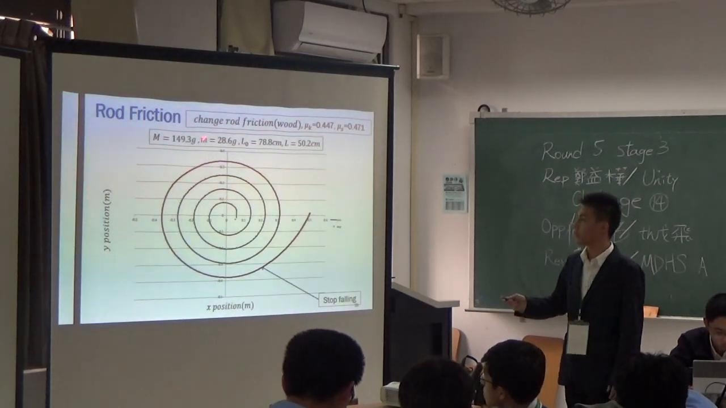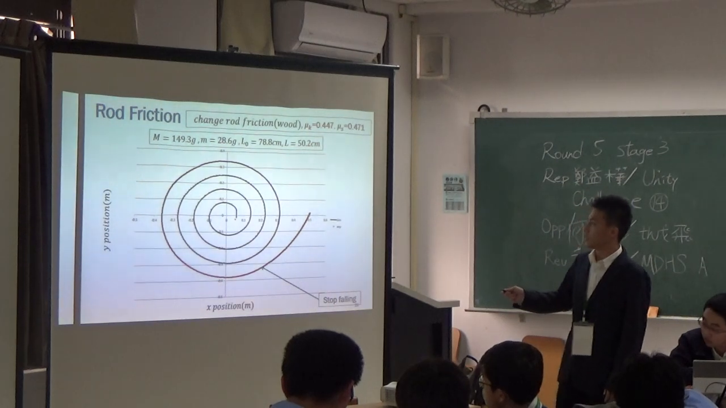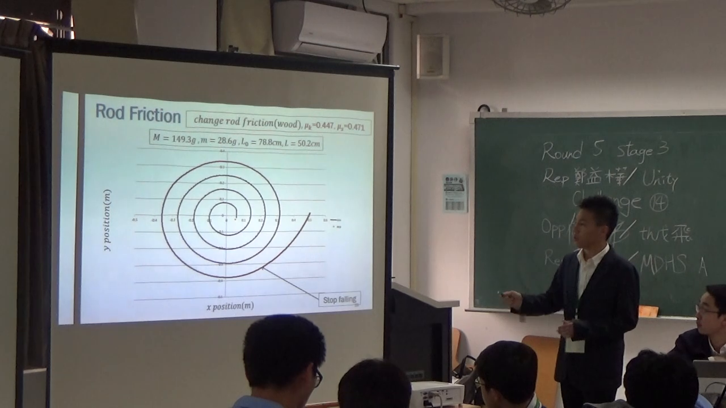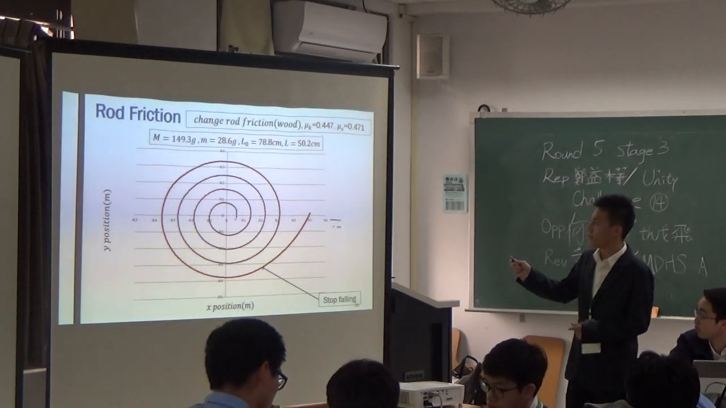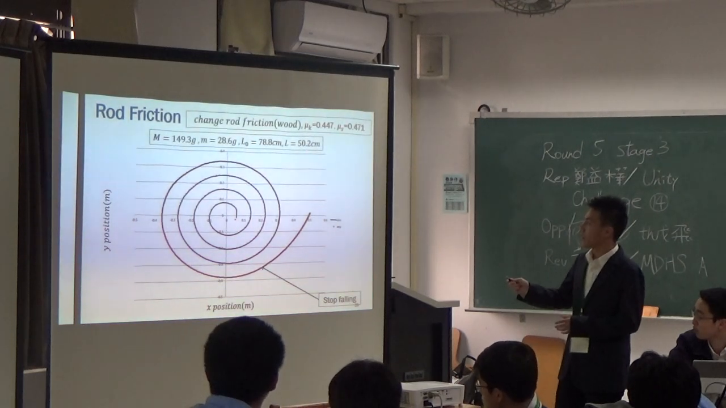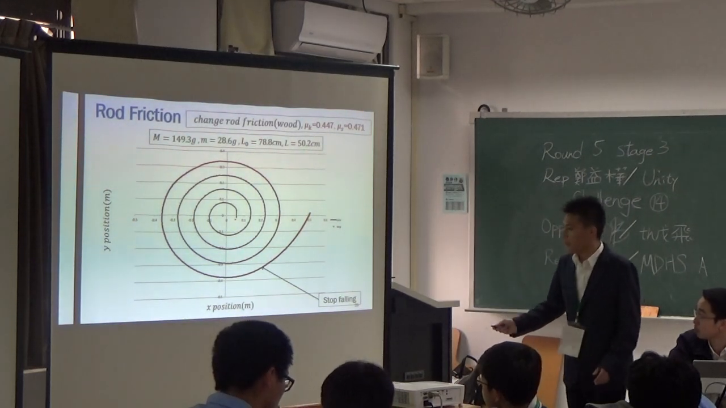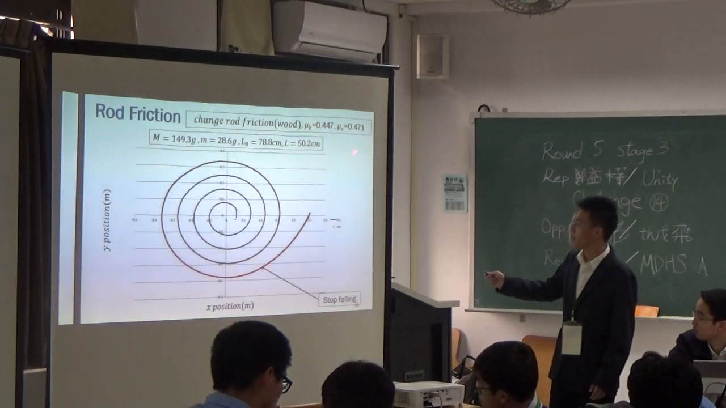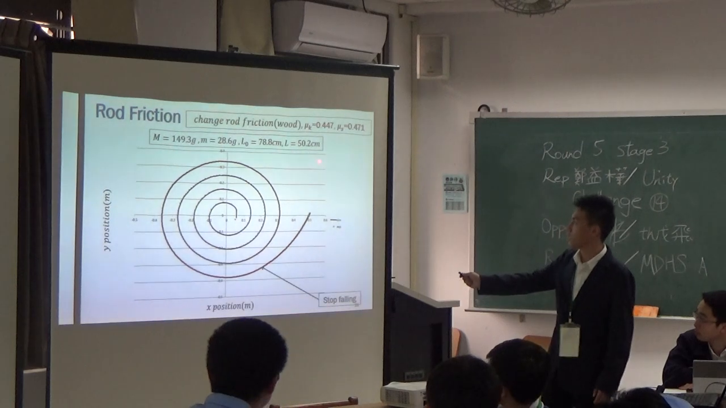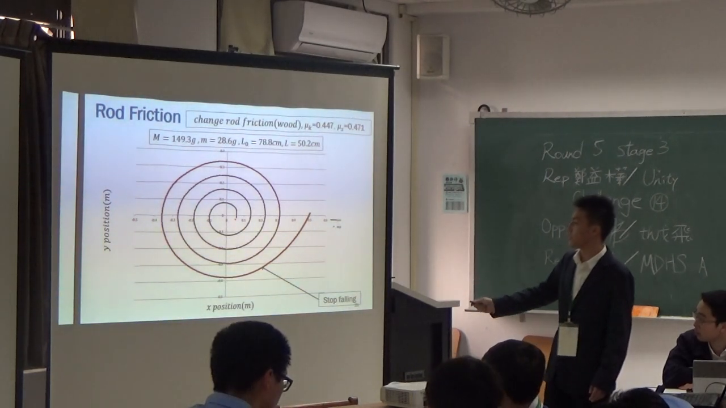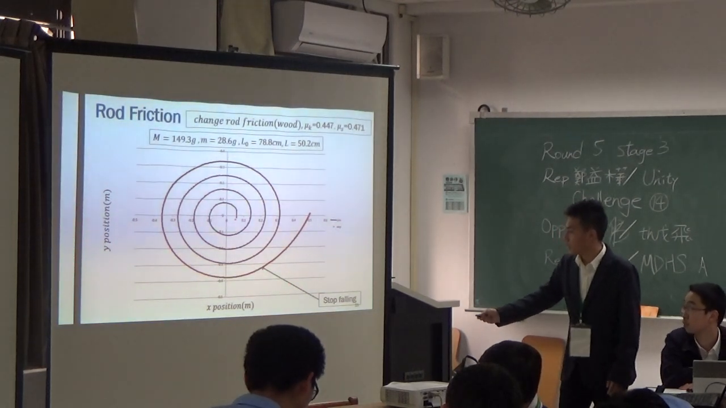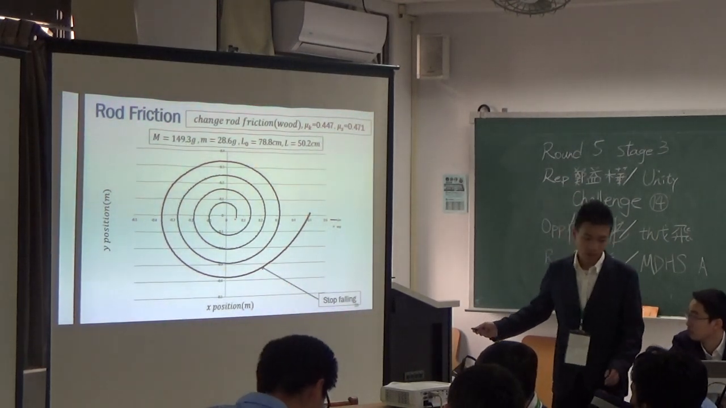Also, we change the rod friction. That means we change the material of our rod from metal to wood, and we also measure the coefficient of static and kinetic friction. As you can see, the other initial conditions are the same as in the first experiment, the trajectory experiment. You can see that at this point, the heavy loss starts falling.